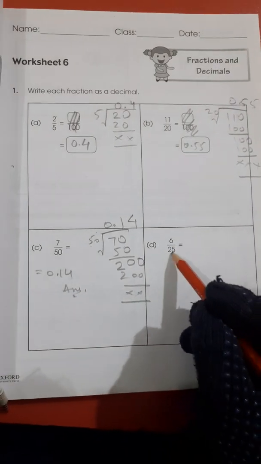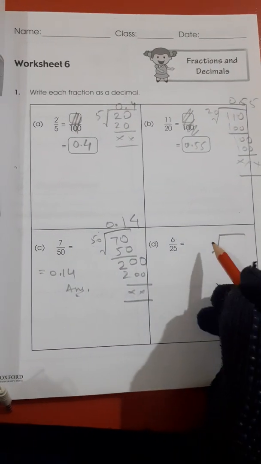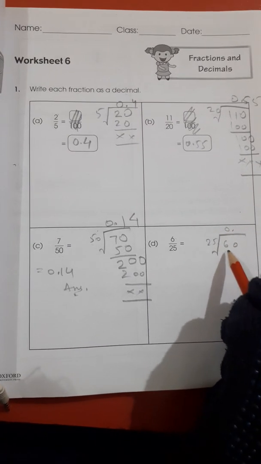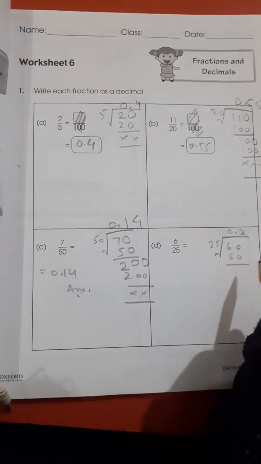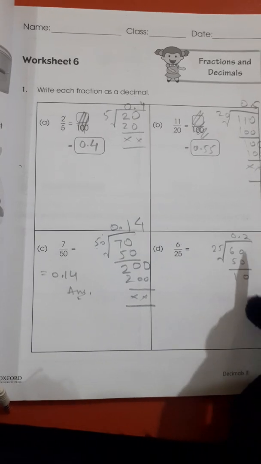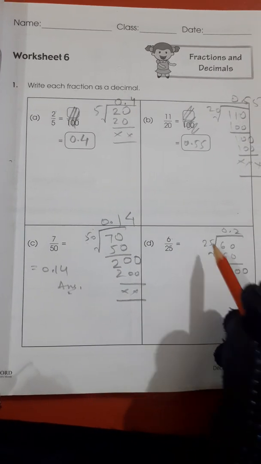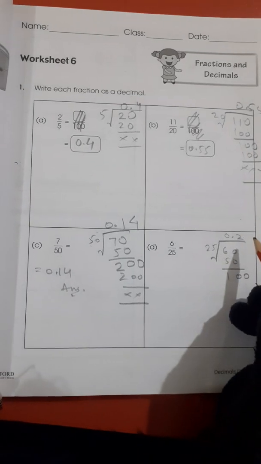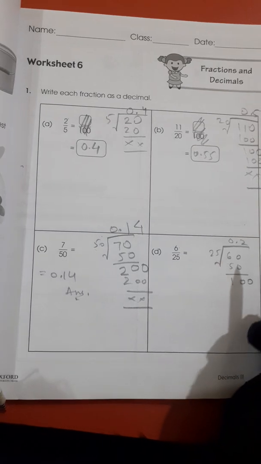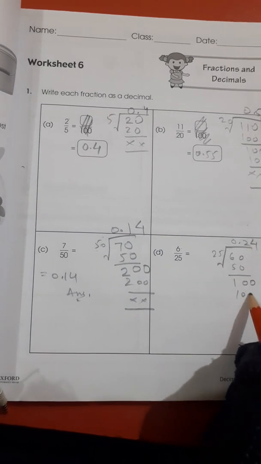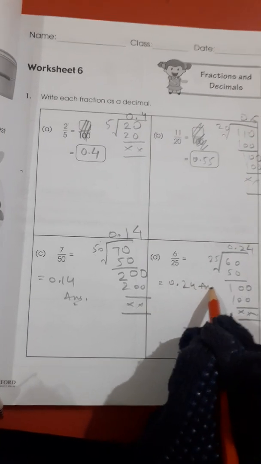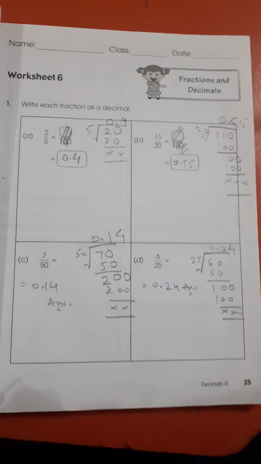Right? 6 divided by 25. You will write 25 outside, 6 inside, 0. It becomes 60. 25 2s are 50. Right? 0 minus 0 is 0, 6 minus 5 is 1, 10 left, you put a 0, it becomes 100 because 10 was smaller than 25. 25 1s are 25, 25 2s are 50, 25 3s are 75, 25 4s are 100. So you will write 0.24 as the answer. Okay, now come to the next page.